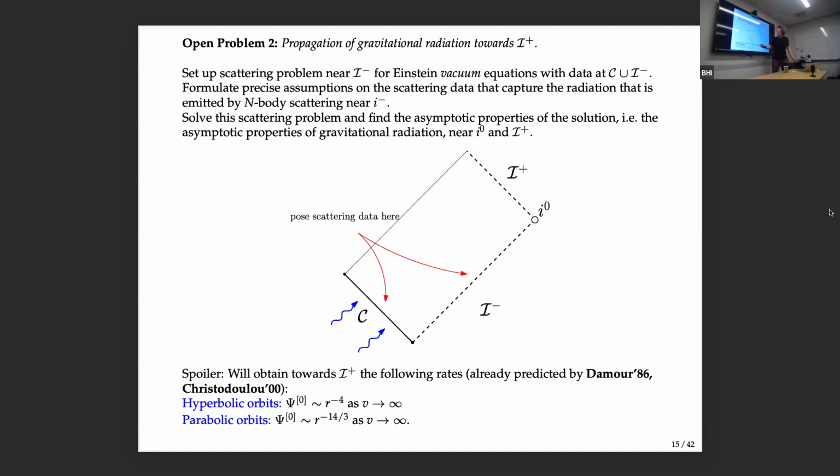Oh, no, sorry. This is towards future infinity. Towards future infinity, C0 will decay like r to the -5, right, peeling holds. Towards past infinity, it's C4. So both are violated. Historically, people always thought that peeling fails in the past and holds in the future.